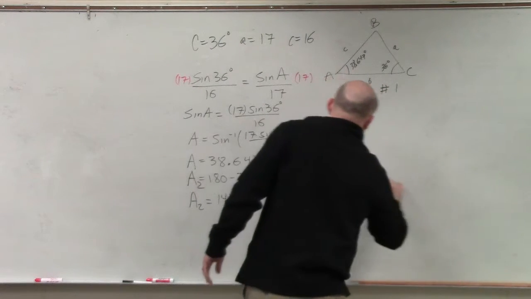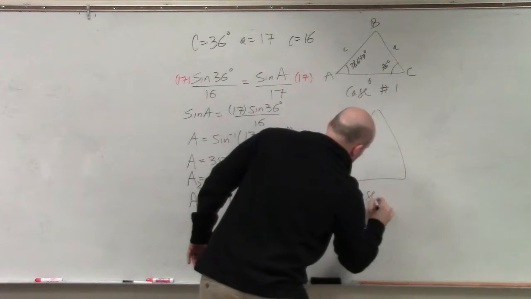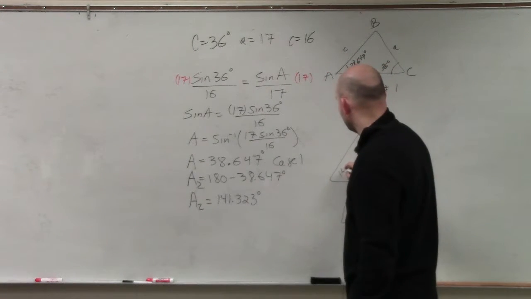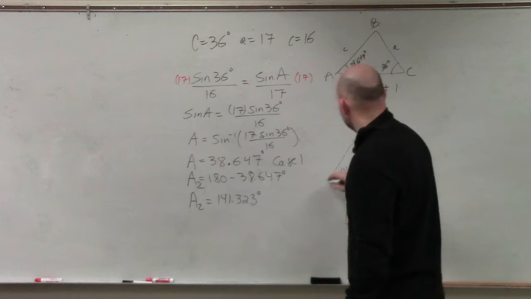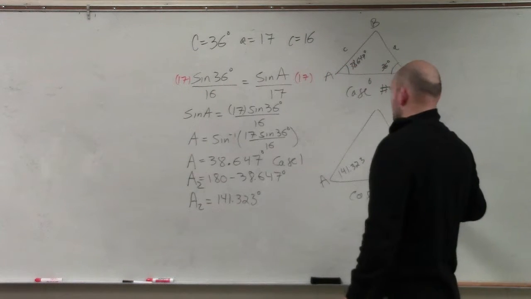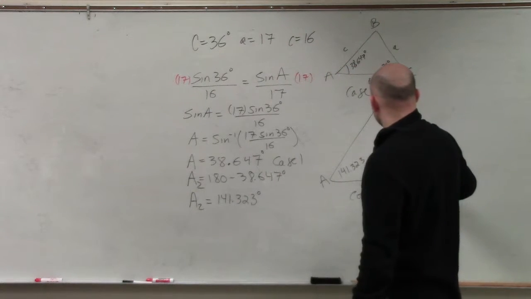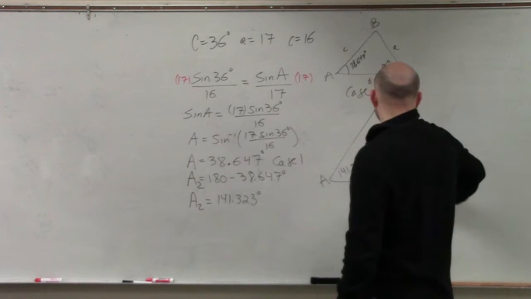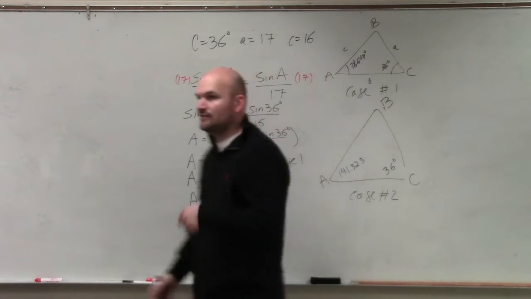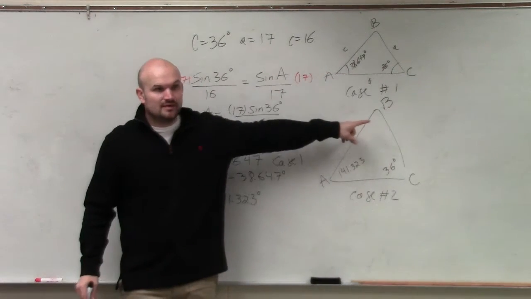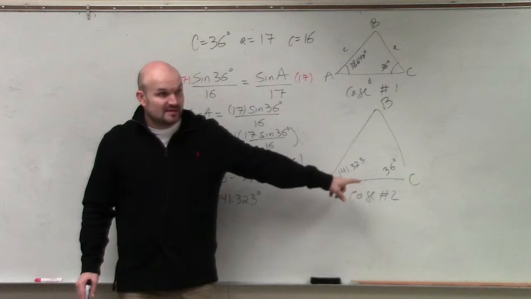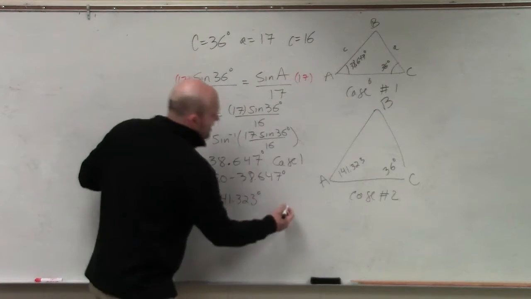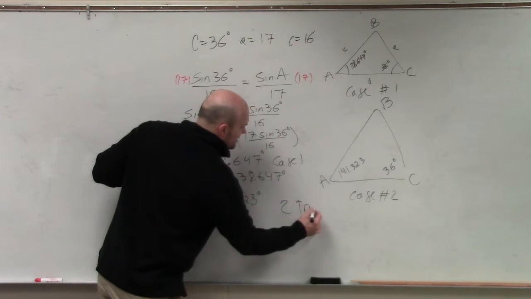Let's do case 2. Case 2, A2 is 141.353, and C is 36 degrees. Do I have enough room? Can I still find an angle B here? Yeah, there's enough room, isn't there? Would you guys agree? Yes? So therefore, this problem has two triangles.